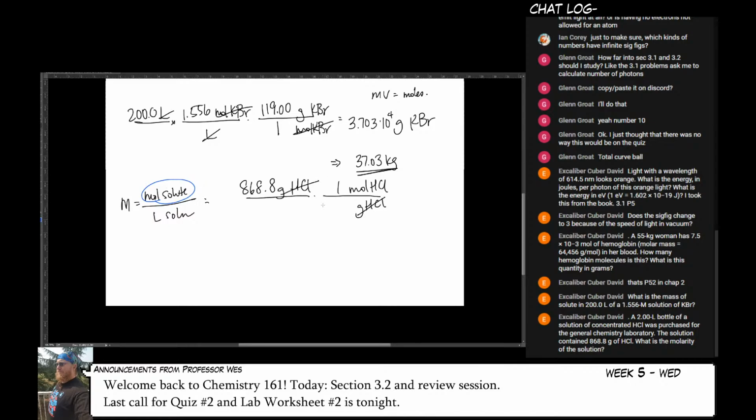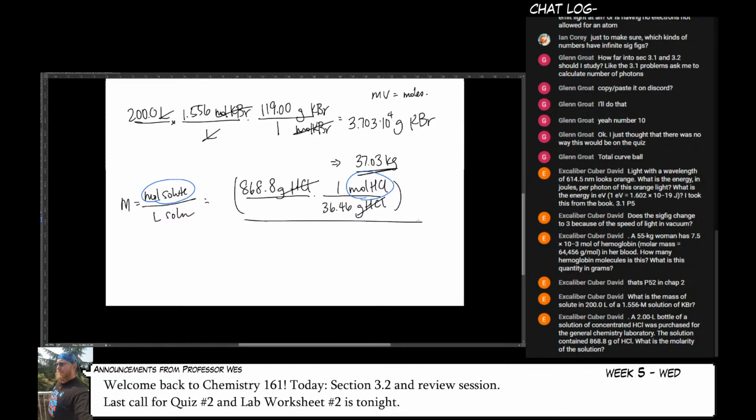1 mole of HCl is, I think it's 36.46. So this quantity right here, if I punch that into the calculator, would be my moles of HCl, because that's the number that's left over. And so that's 868.8 over 36.46. That's 23.8 moles.